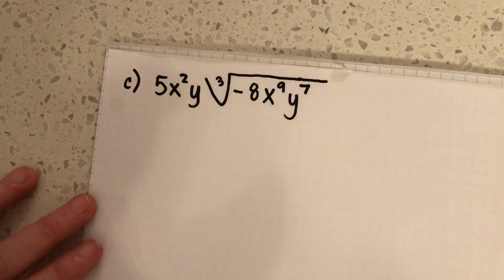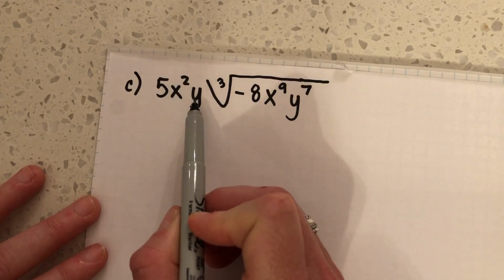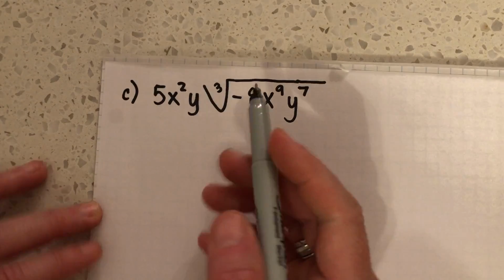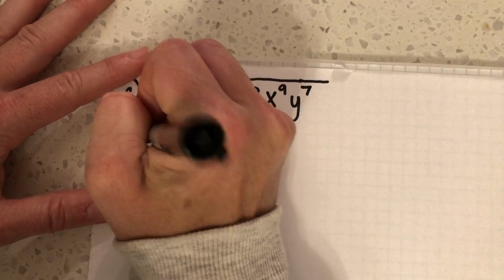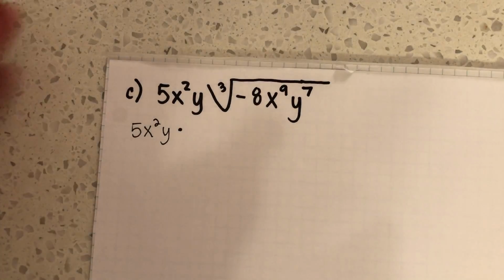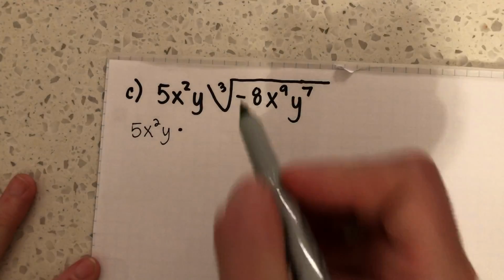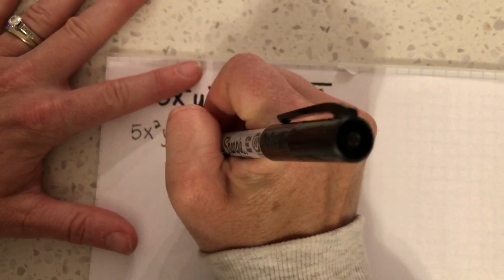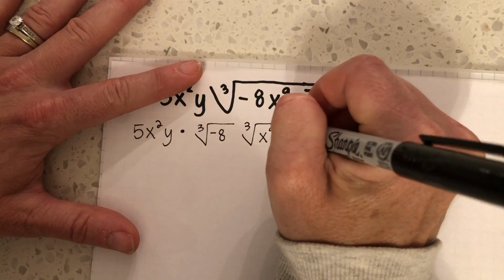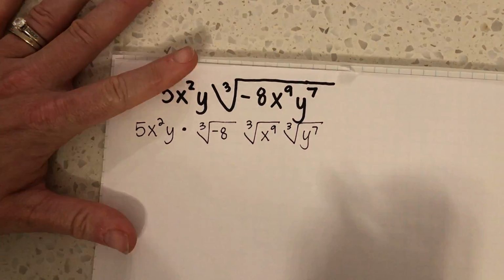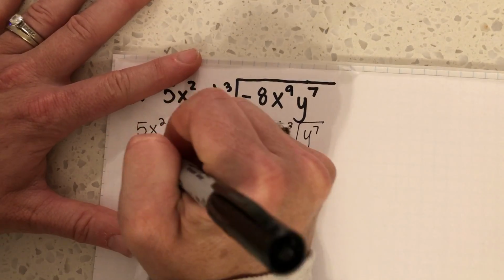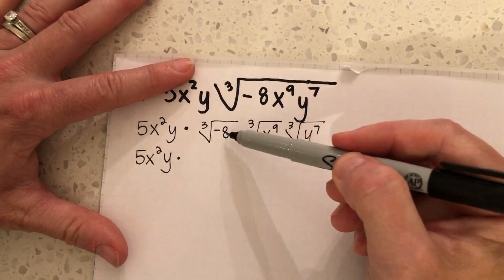Okay? What if they asked you for 5x squared y times the third root of negative 8x to the 9th y to the 7th? Well, remember, 5x squared y is just hanging out on the outside, waiting to be multiplied with anything that breaks free. All right, let's split all this up. So times the third root of negative 8 times the third root of x to the 9th times the third root of y to the 7th. And let's deal with each one of these individually. So again, just bring this down. We are not ready to use it yet. Okay. Well, what about the third root of negative 8?